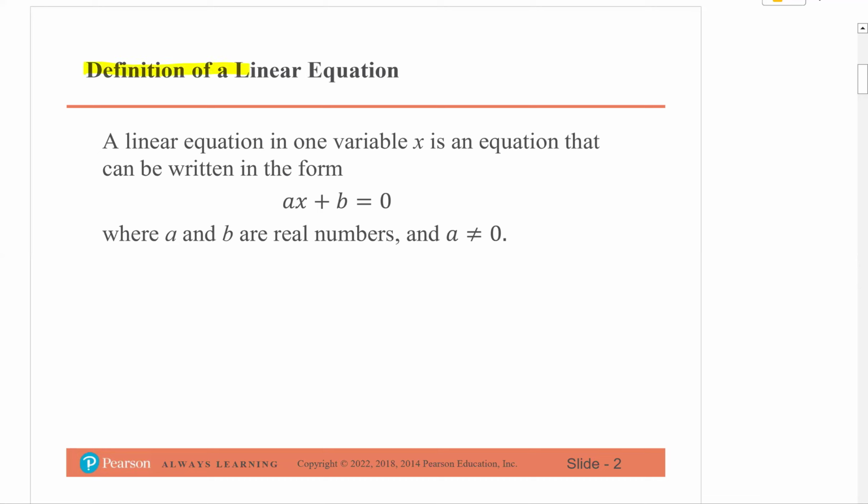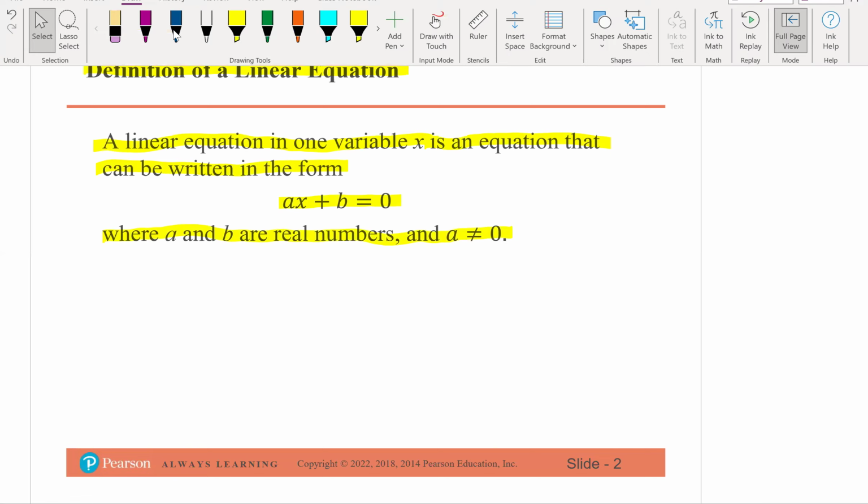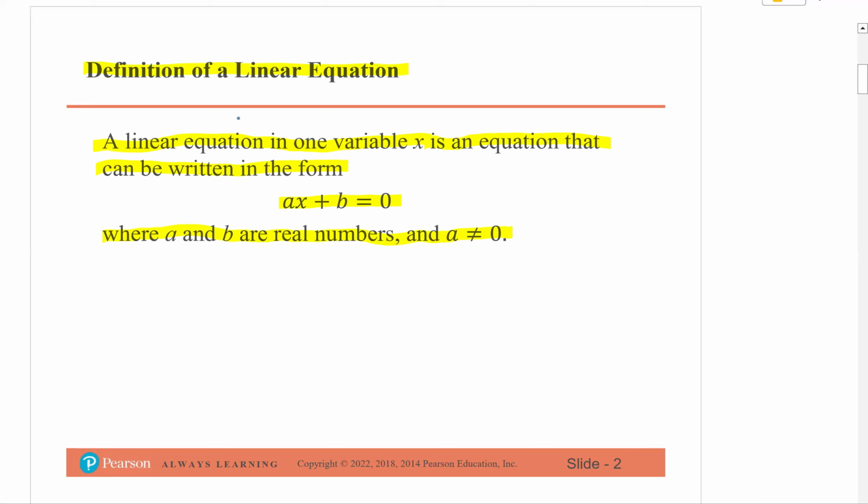What is a linear equation? A linear equation in one variable x is an equation that can be written in the form ax plus b equals 0, where a and b are real numbers and a does not equal 0. So just something you can solve for x without having to factor or any weird stuff. I can move the one term over and divide by something, and it would be all good. Easy peasy.